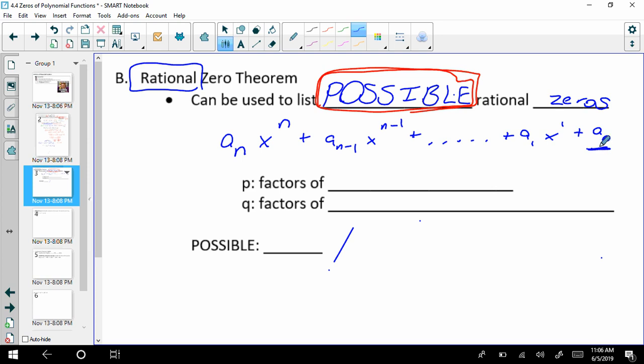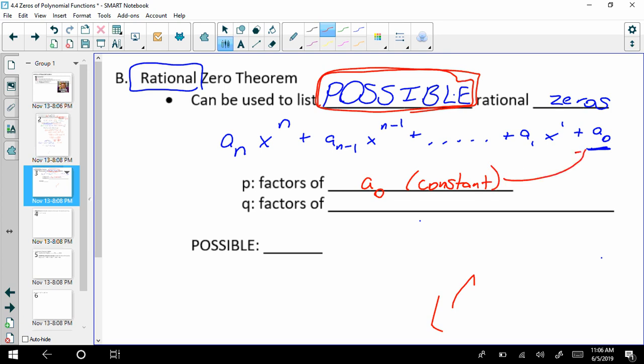That's a polynomial. So if we have something in that form, I want you to think in terms of P and Q. Now, why did they use these two letters? I honestly don't know why they picked P and Q. It's just the letters they decided to go with. P is going to represent all of the factors of the last guy, the constant.